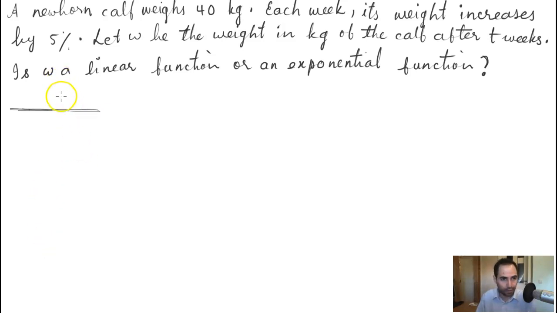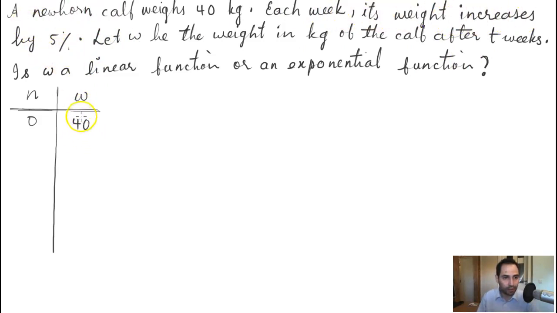The calf weighs 40 kilograms, so the weight of the calf is already 40 kilograms, and each week its weight increases by 5%. So if this is week 0, right now it is 40 kilograms, and let's call this n, the number of weeks. Each week, its weight increases by 5%.